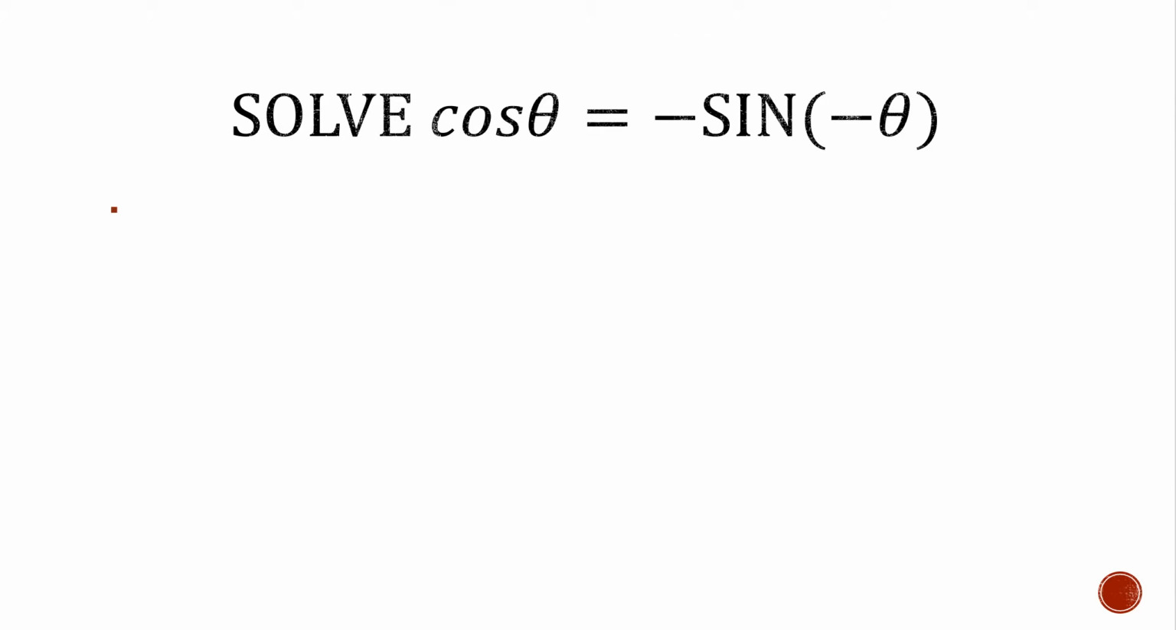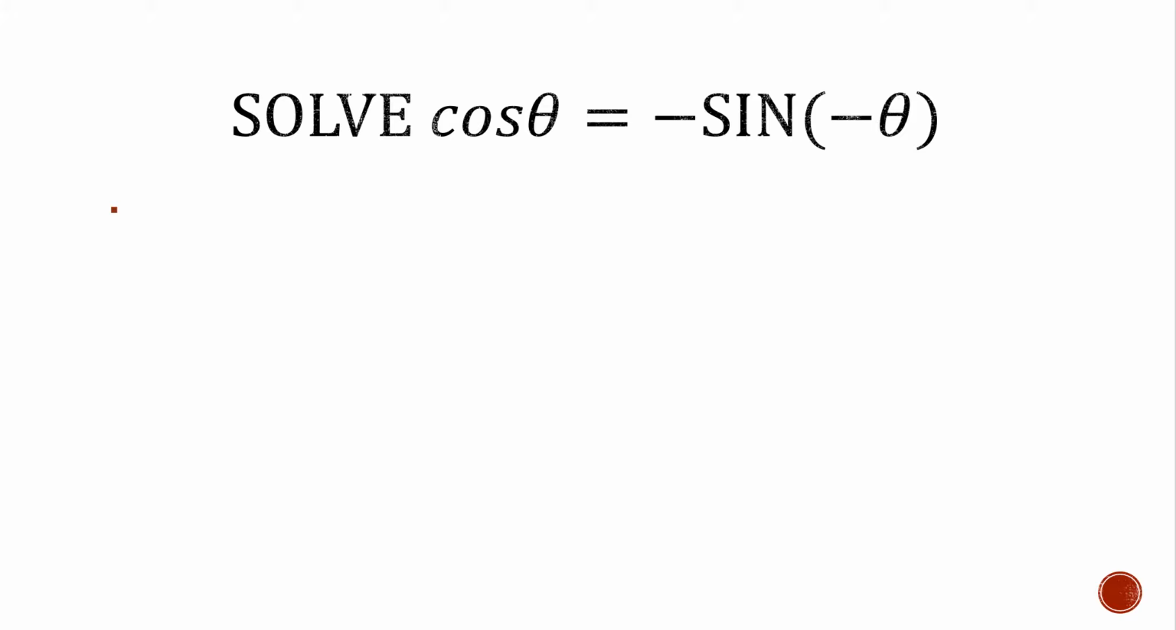Okay, so let's look at this one. Cosine theta is equal to -sine(-theta). So this one is a little different in that we don't have a squared term here. But I did want to show you this because it is something that you might see when you get to your homework.